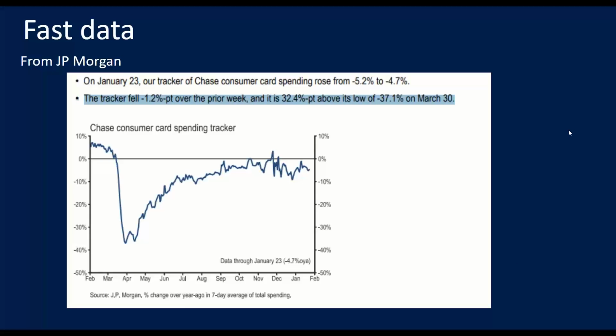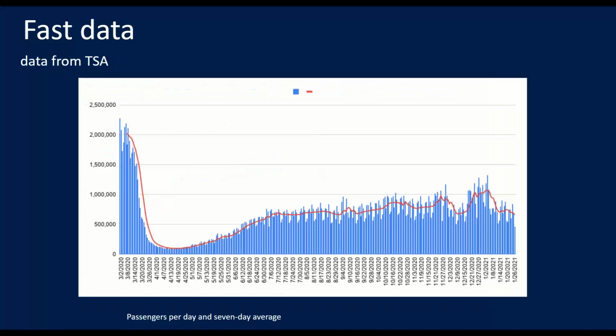All right, so our economic data is back. I'm hoping that after a lot of holiday noisiness, this will get back to being what I'll call regular noisy, sort of like it was here. And so, Chase consumer card spending is down 4.7% from where it was a year ago. That's down week over week, but still well above the March low.